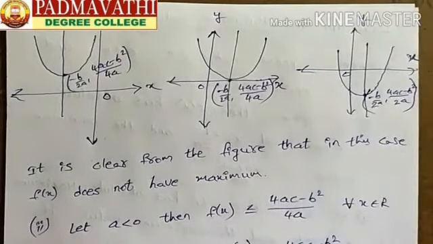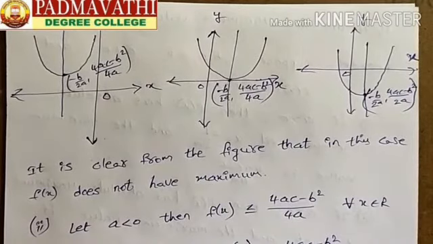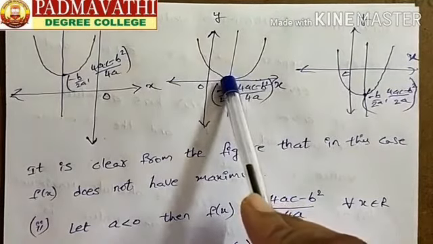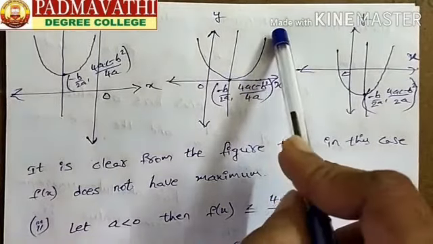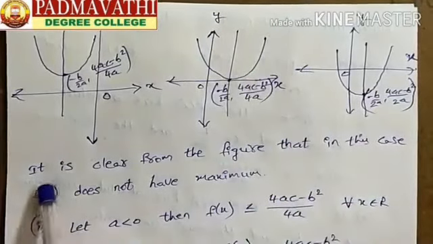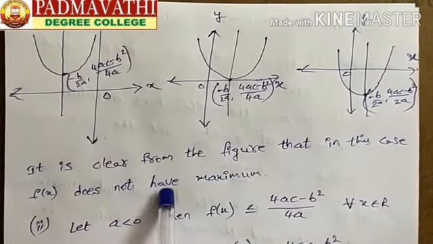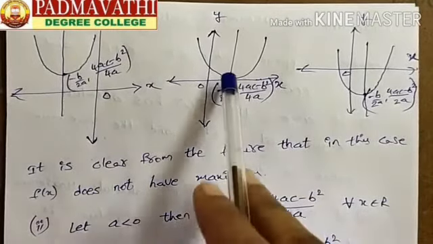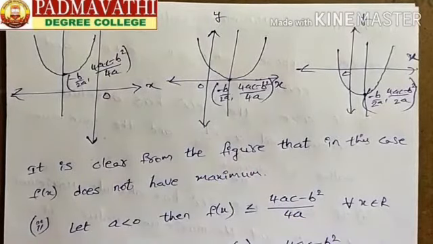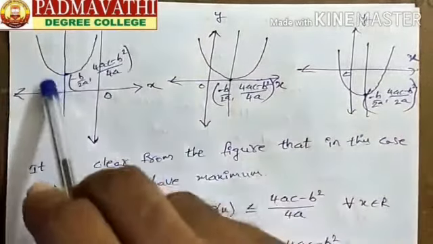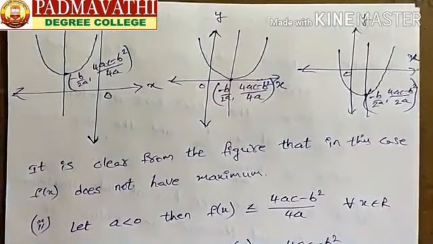So in this case we can tell one thing. In these three cases, if a is greater than 0, the curve opens upward, so only a minimum value is possible. A maximum value we can't define, it doesn't exist. So it is clear from the figure that in this case f of x does not have a maximum, only a minimum value exists here. Maximum value doesn't exist. Why? Because it is approaching positive infinity on the left hand side and also on the right hand side.